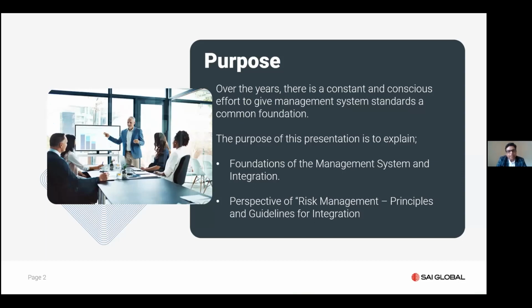The purpose of this presentation is to explain the foundations of a management system, allowing us to grasp the basics of the integration to achieve the desired objectives. Please keep in mind that objective is a keyword here. You will see in the later slides what I mean by that. In the second half of the presentation, we will explore how we can approach our objectives through the lens of risk, in line with the risk management principles and guidelines, also known as ISO 31000.